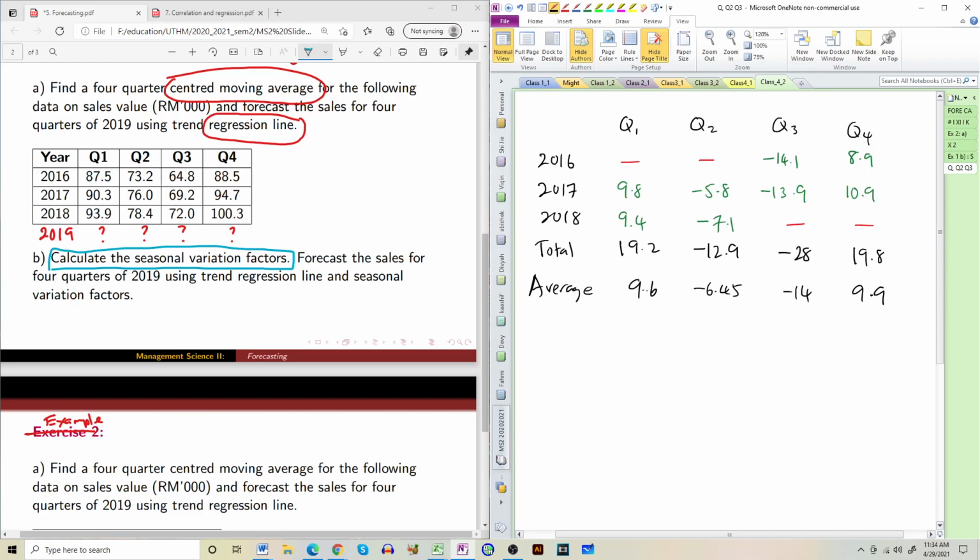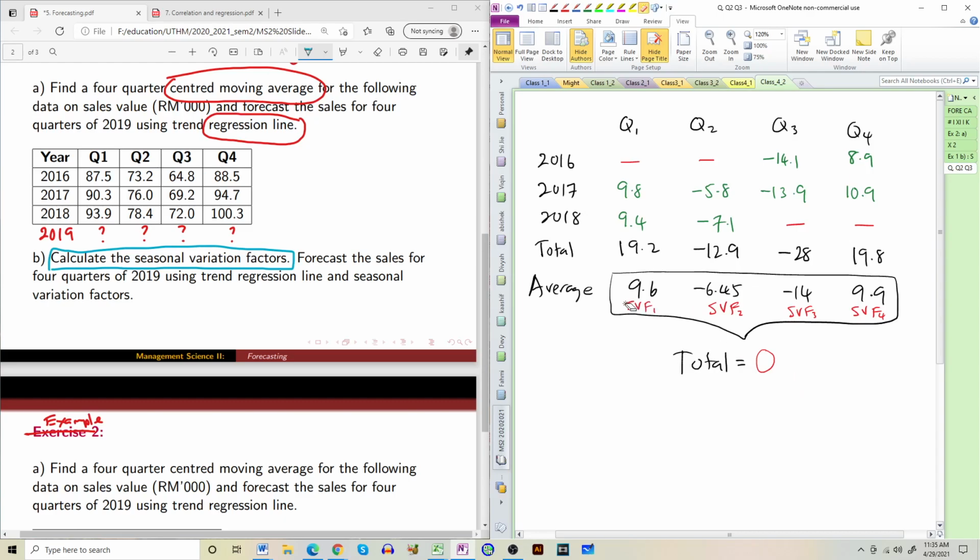Now, if you total this average, and if it gives you 0, then the seasonal variation factor, remember we are finding the seasonal variation factor for quarter 1, quarter 2, quarter 3 and quarter 4. If the total is 0, then 9.6 is your seasonal variation factor for quarter 1. This one would be the seasonal variation factor for quarter 2. This one is 3, this one is 4. So that's it. After that we can focus our thing. This is your seasonal variation factor.